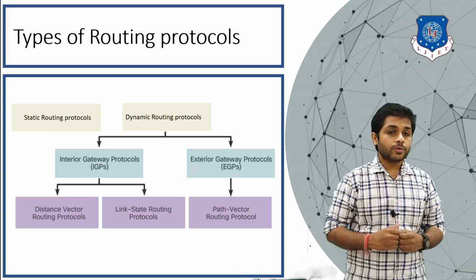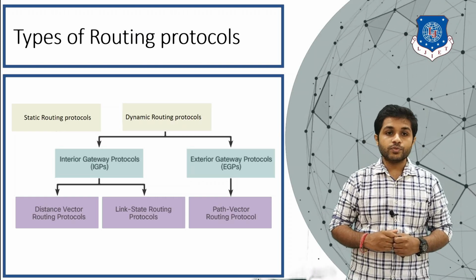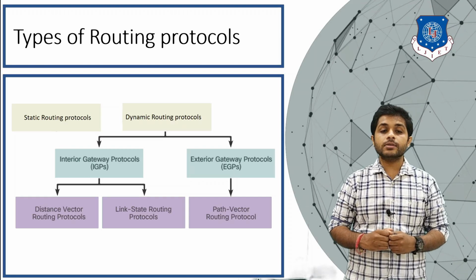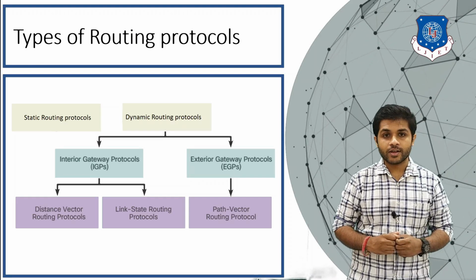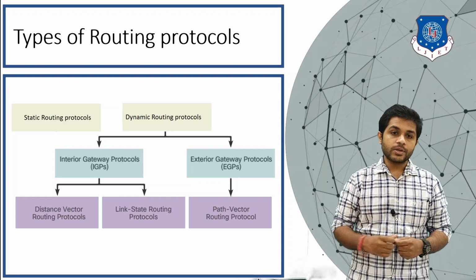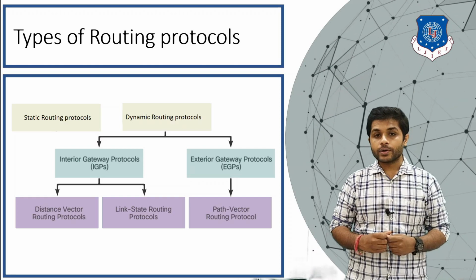The interior gateway protocols have two types: the distance vector routing protocol, and the second one, called the link state routing protocol. The exterior gateway protocol has only one type, which is called the path vector routing protocol.